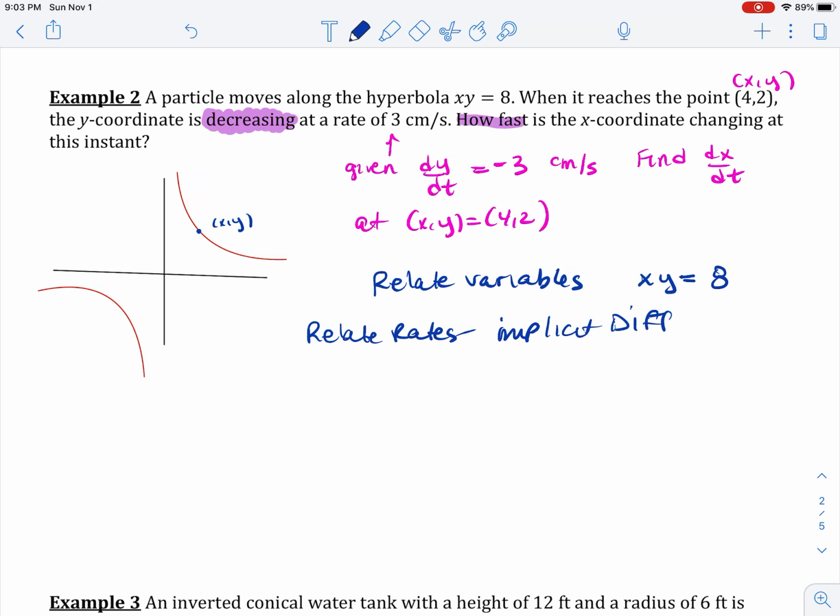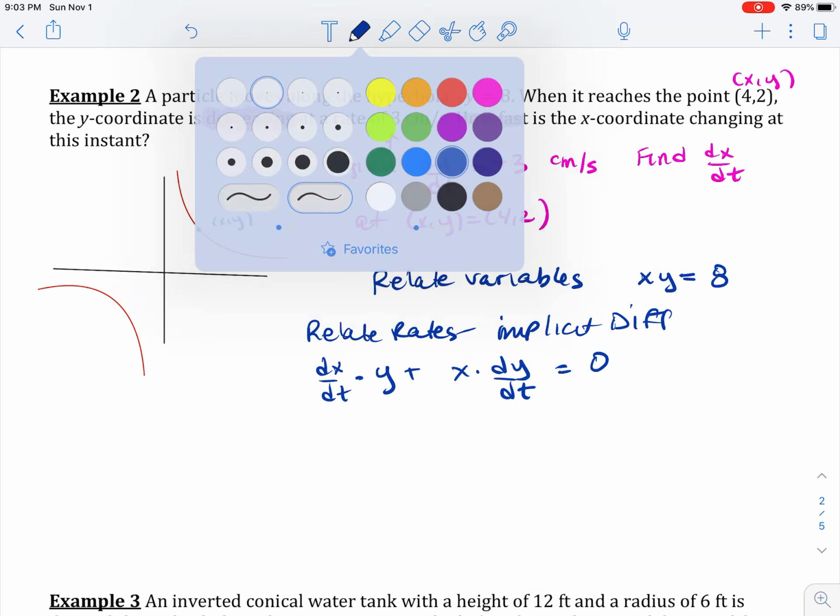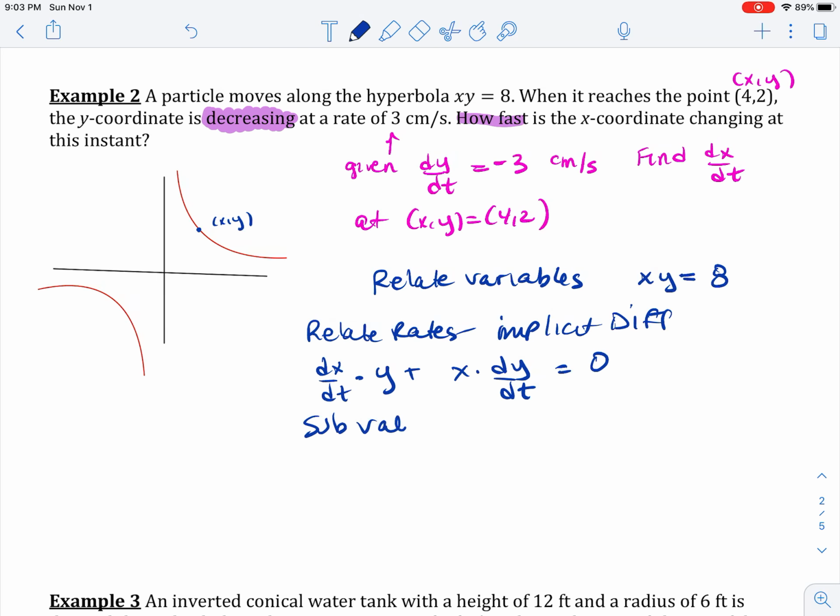And when we do implicit differentiation here, x times y, we have to do the product rule. So the derivative of the first, which is x, is going to be dx dt times the second, plus the first times the derivative of the second, and the derivative of y is dy dt, and then equal to the derivative of 8, which is equal to 0. So now that we have related the rates, it's time to sub our values.